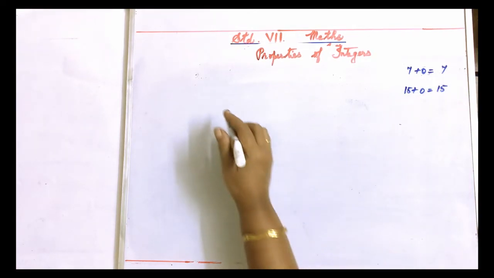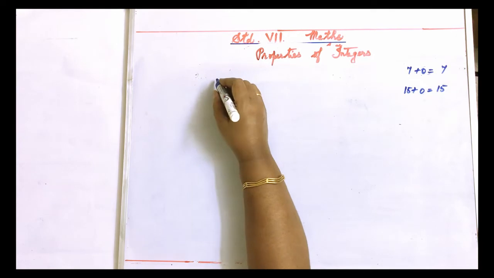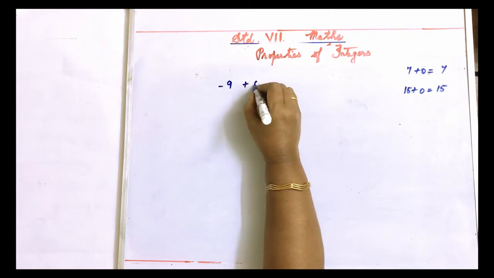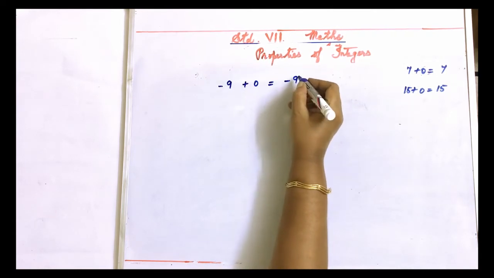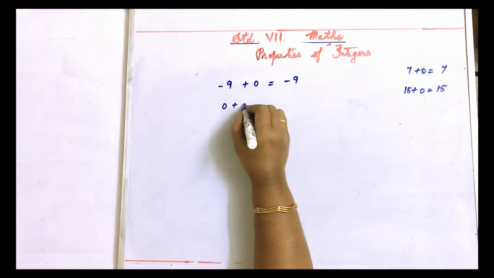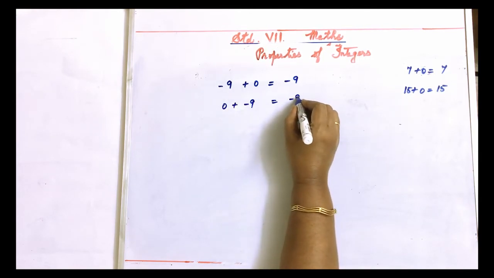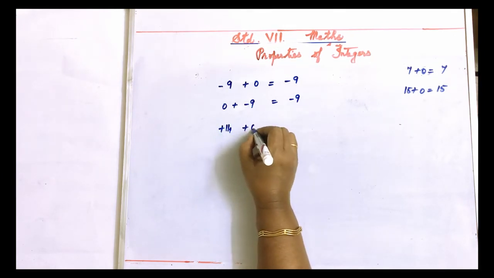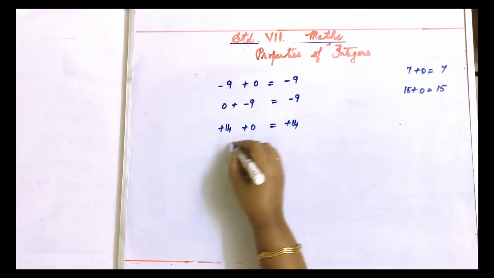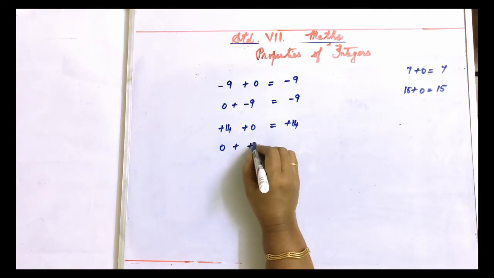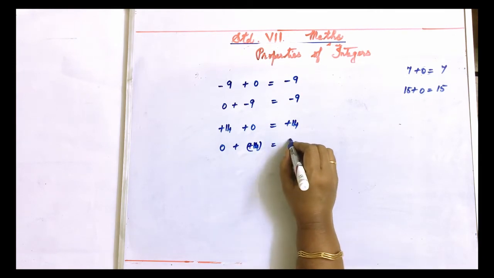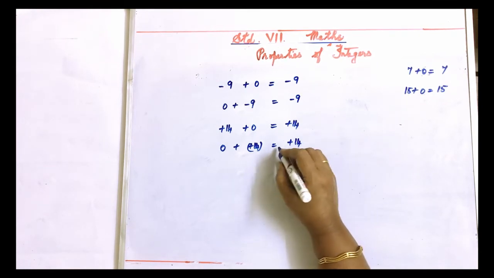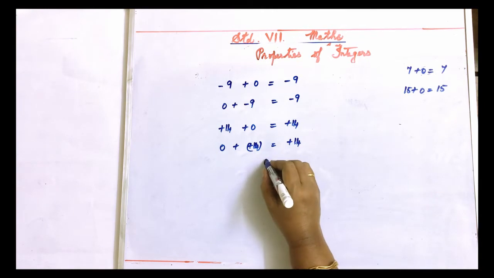So if you add 0 to any integer, let me take minus 9. Minus 9 plus 0 gives minus 9. Or if you add 0 plus minus 9, we get the same integer, that is minus 9. If you take a positive integer, 14 plus 0, we get plus 14. Or 0 plus 14, we get the same integer plus 14. So the integer is not losing its identity, or the integer is not changing. So 0 is called the additive identity.